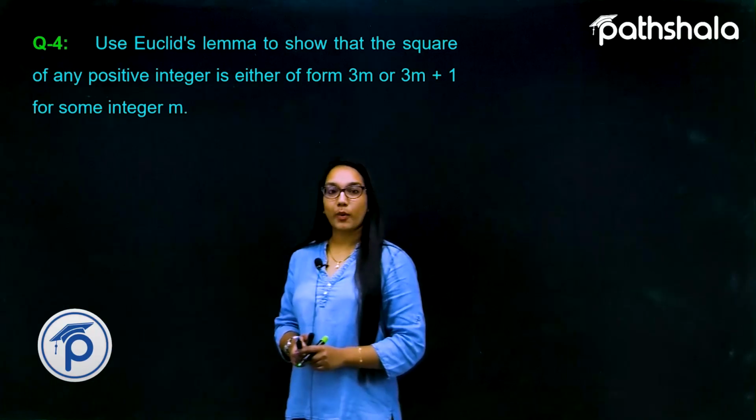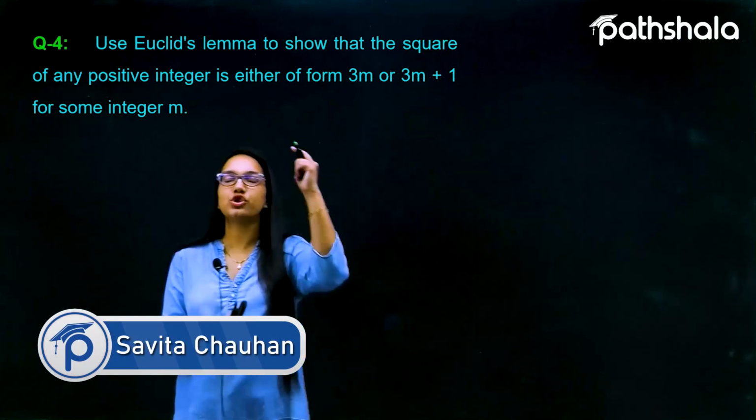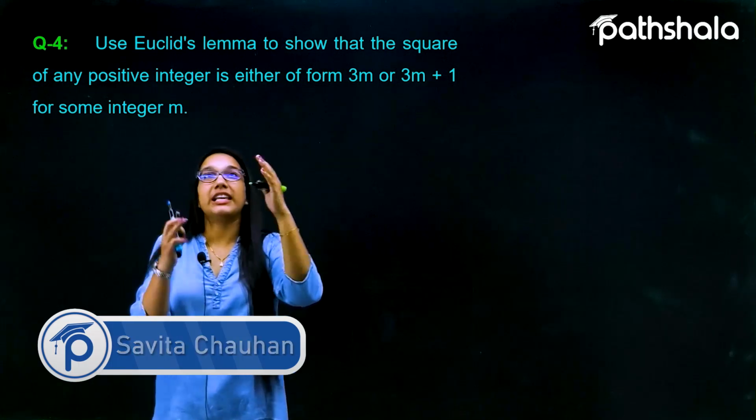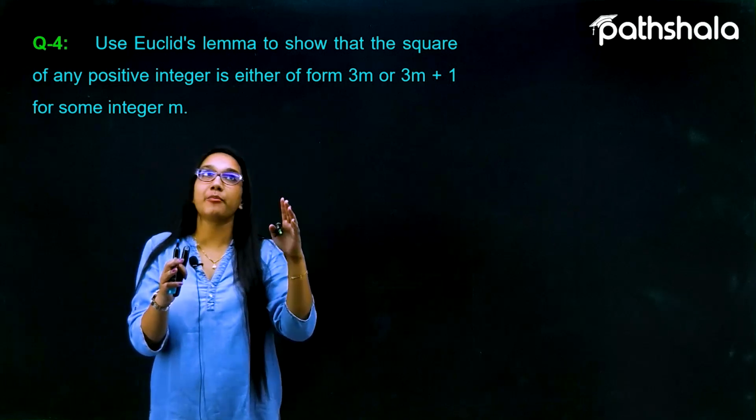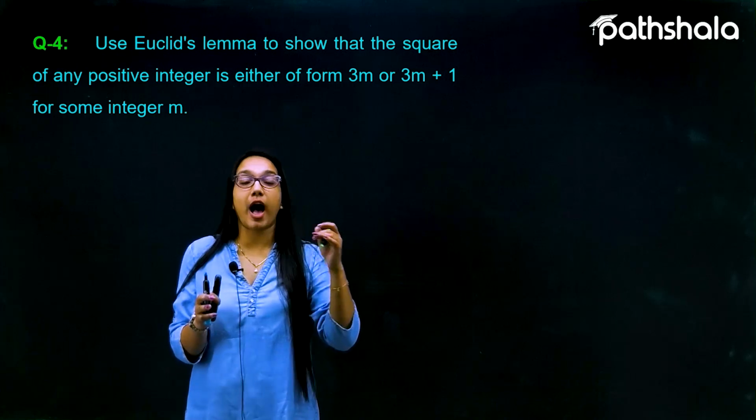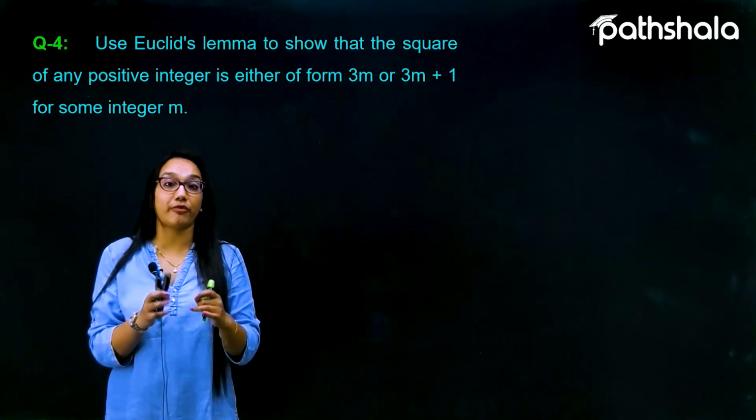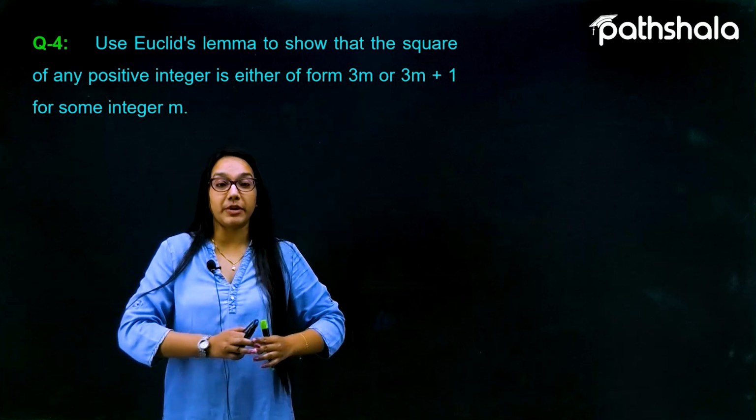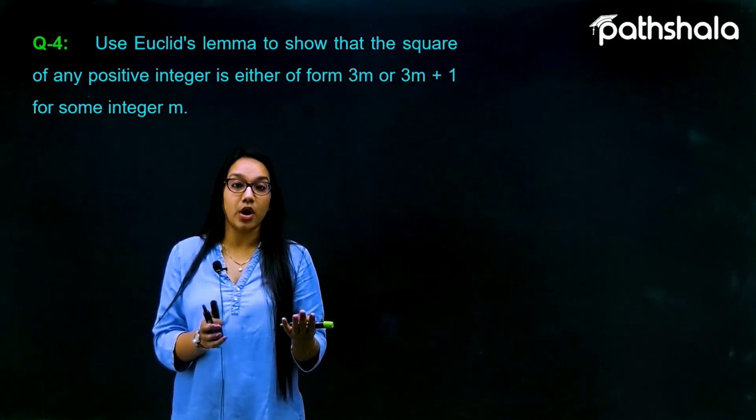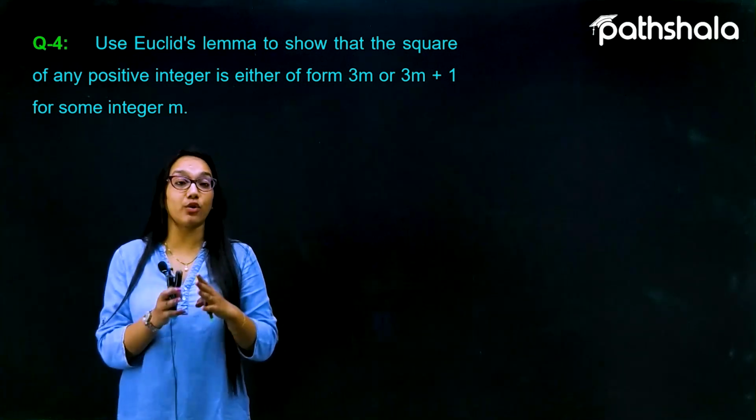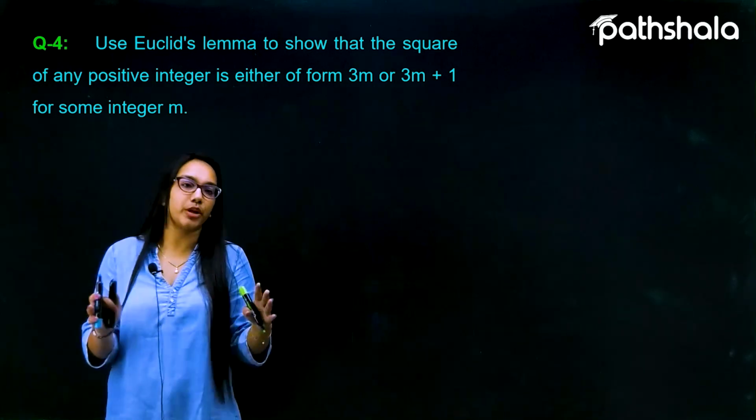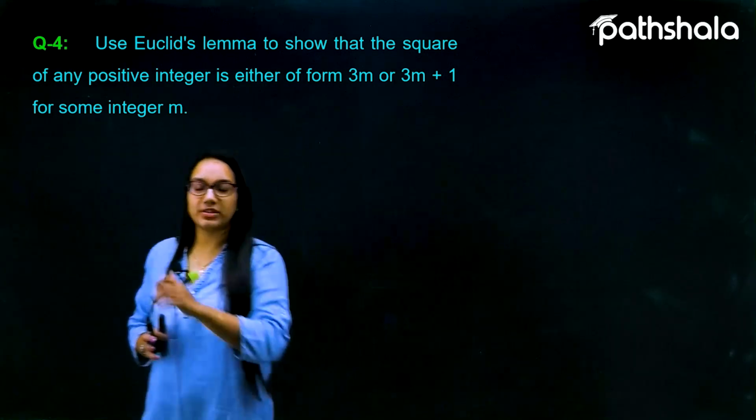So let's just see another question. Question number 4 says: use Euclid's lemma to show that the square of any positive integer is either of the form 3m or 3m plus 1 for some integer m. So we have to take any positive integer and then take its square. Then it is either of the form 3m or of the form 3m plus 1, where m can be any integer. So let's start the solution of this question.